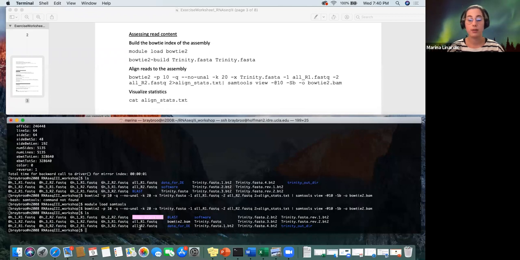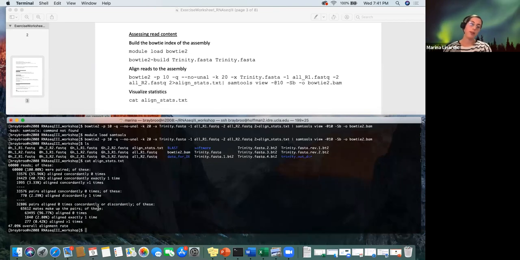To look at this, we just use cat. So cat can be used for concatenating, but it can also be used to look at your files within the terminal. So if we look at our align stats, there we go. We have something similar to what we observed in the presentation before, although numbers are different. So much less reads, a certain portion aligned concordantly, discordantly, some aligned as singletons or some didn't align at all. And this is what's important here. So 47% overall alignment rate.